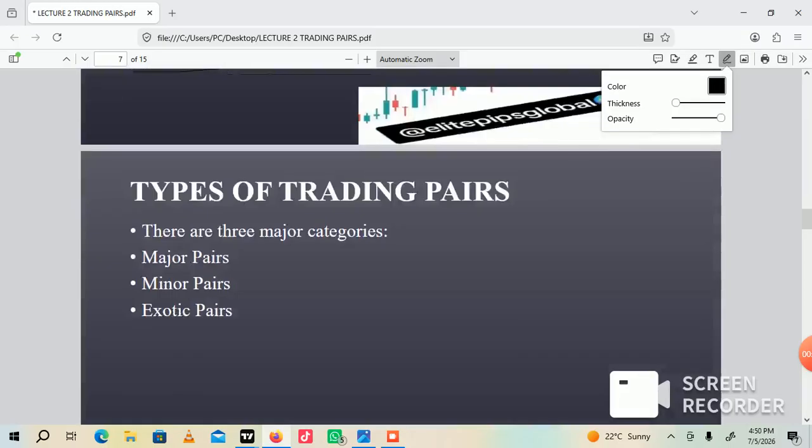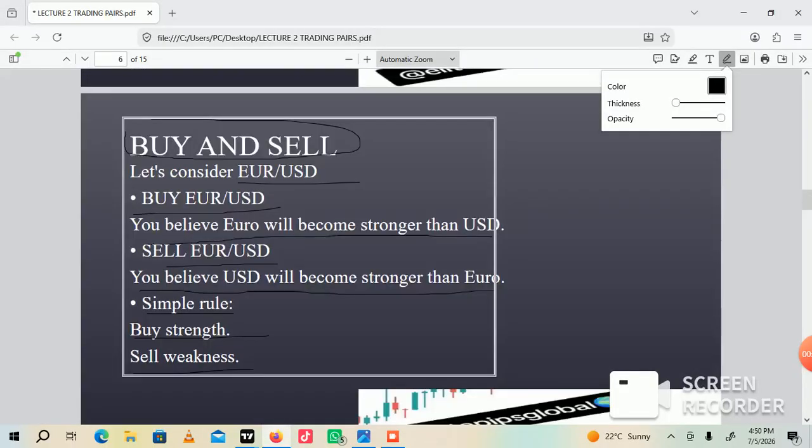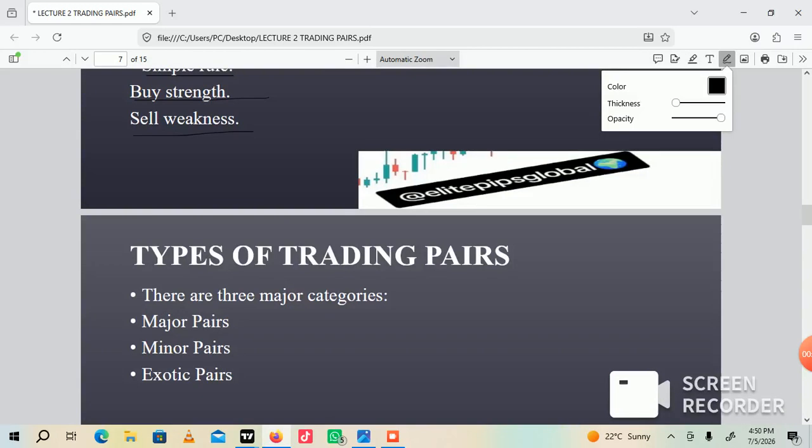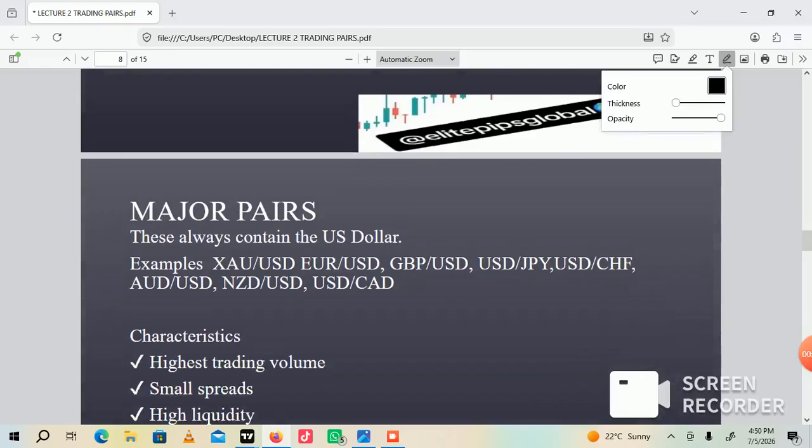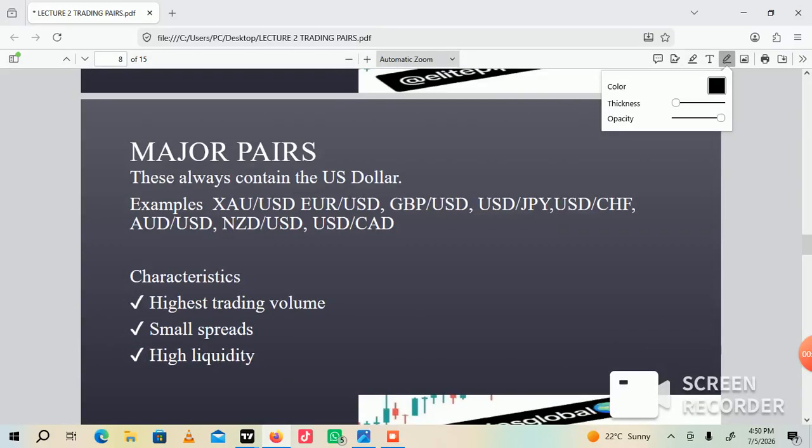So that's all. Now we can look at the different types of trading pairs. There are three main types of trading pairs. The first is a major pair, the second is a minor pair, and the third one is exotic pairs. So we are starting with the first one, which is a major pair.